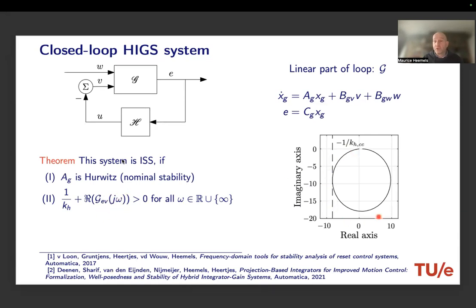So the Nyquist plot, you draw it, and it has to be to the right of this line -1/k, where k is of course the tuning knob that we have in our controller, right? Describing the sector. Right, so we need nominal stability plus this frequency domain condition, which of course reminds of the circle criterion.